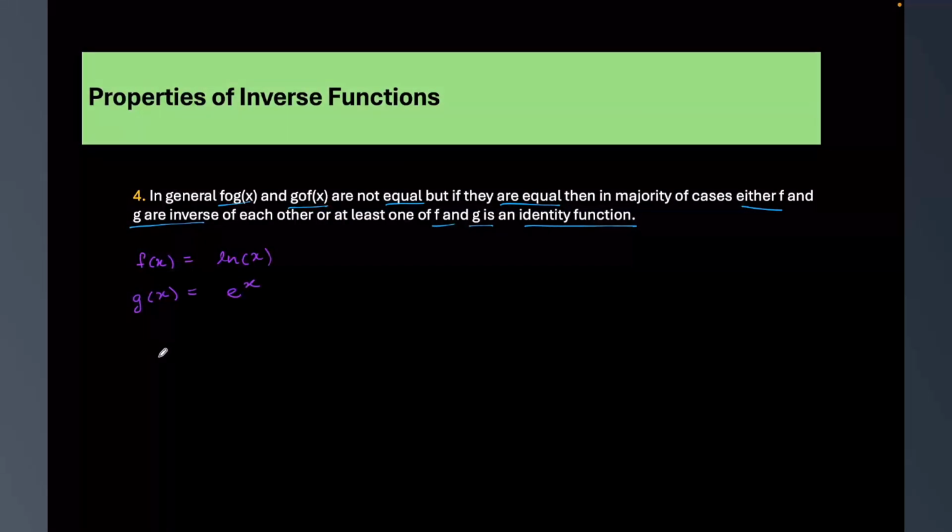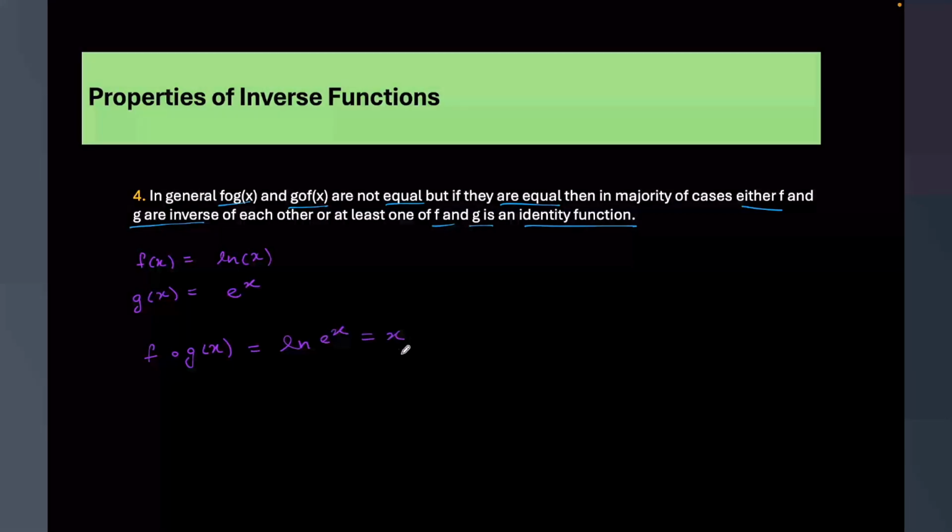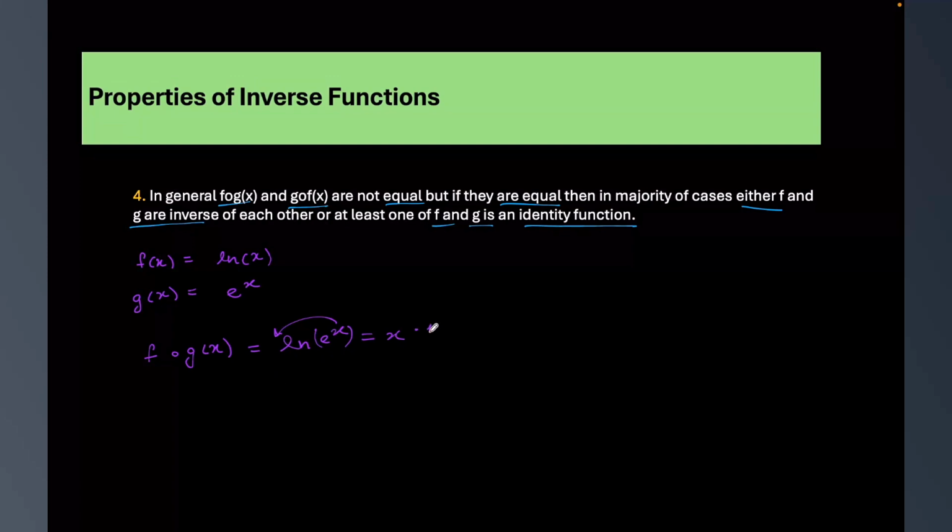Okay, so if I'm going to do f of g of x, what we're going to have is ln of e raised to the power x, which is just x, right? If we have something like this, this goes out here, and we're just left with x because natural log of e is just 1, right? So if you want, I can just put x times 1. Similarly, if I put g of f of x, you can see that we'll have e raised to the power ln x, which is just x.